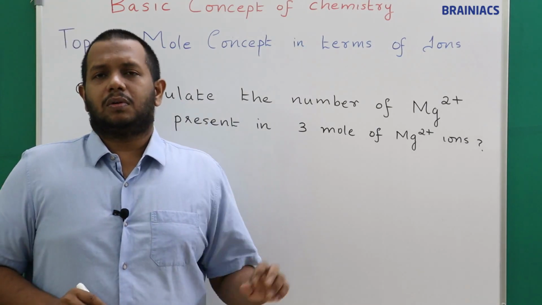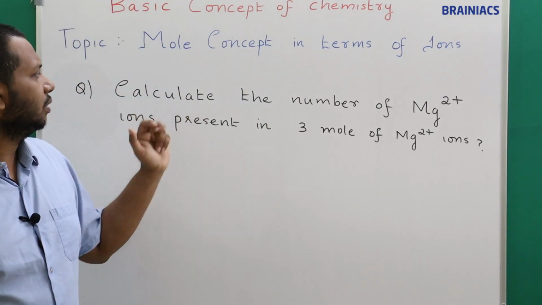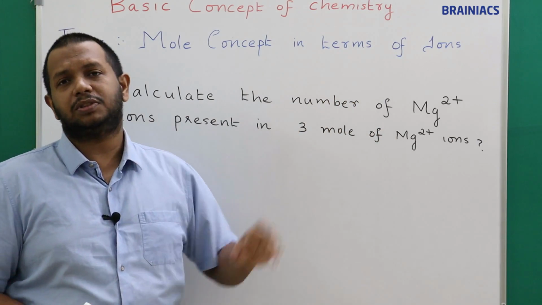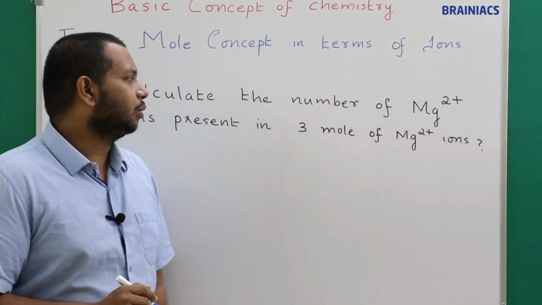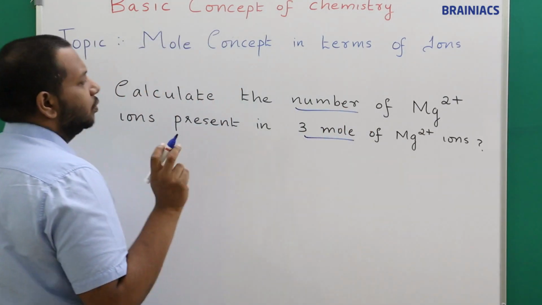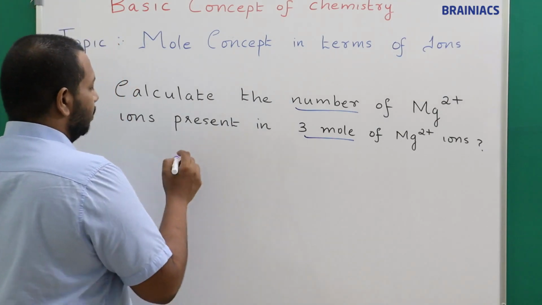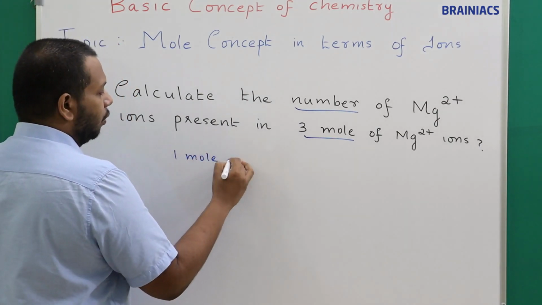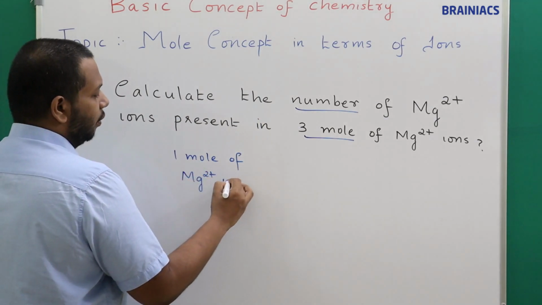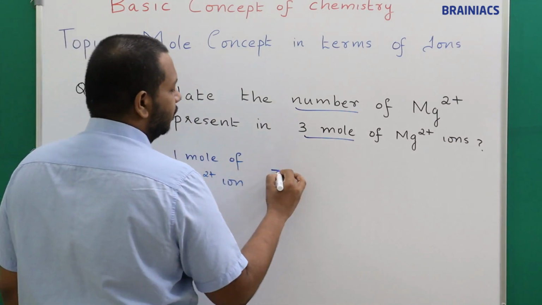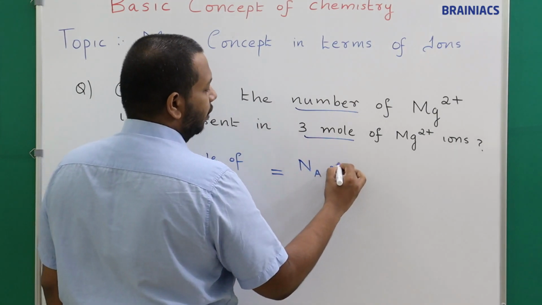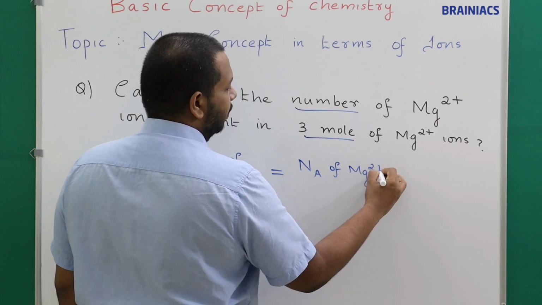Okay. So now here, if you see, calculate the number of Mg2 plus ions present in 3 mole of Mg2 plus ions. So now they have tried to relate between number of moles and number of ions. So what is the fundamental relationship I know? I know that 1 mole of Mg2 plus ion is equal to Avogadro number, Na, of Mg2 plus ions.